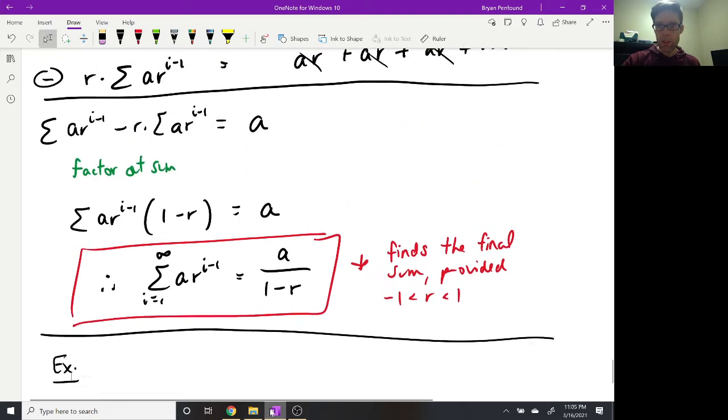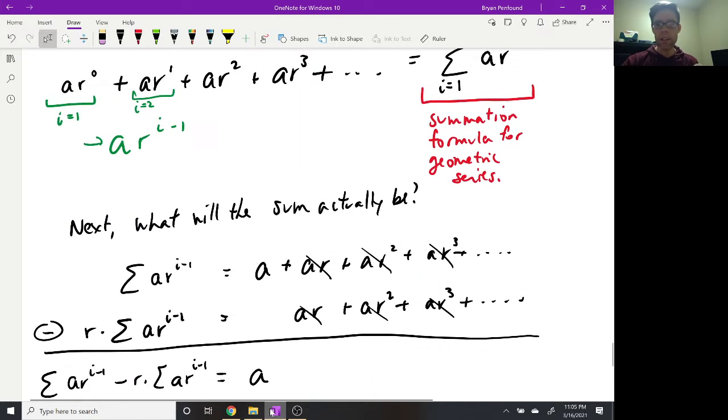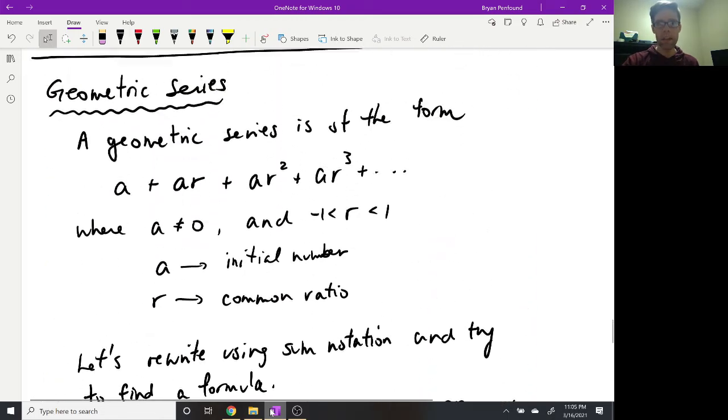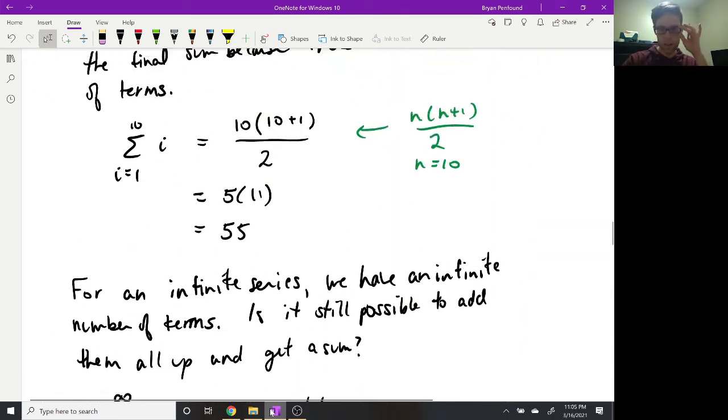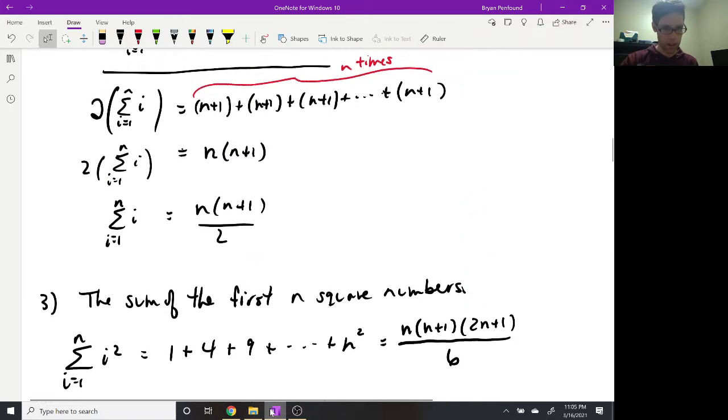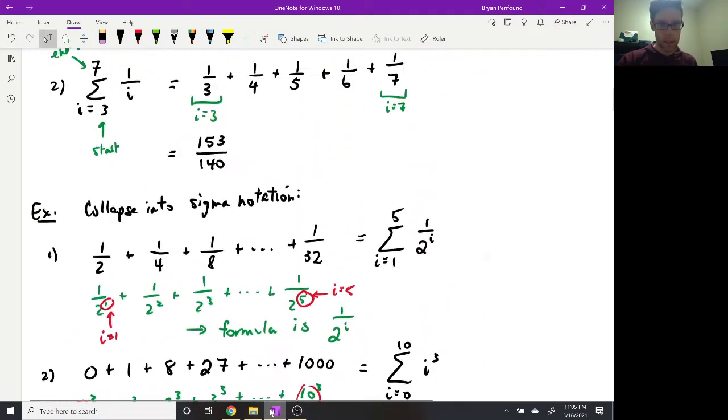On Monday, we were starting to talk a little bit about series and geometric series and looking at a couple things that are going to be important for us. So let's just summarize some of the concepts we saw.